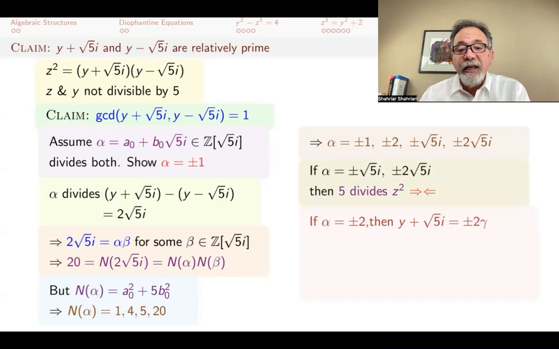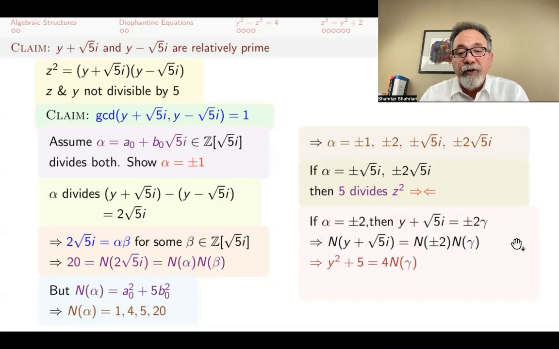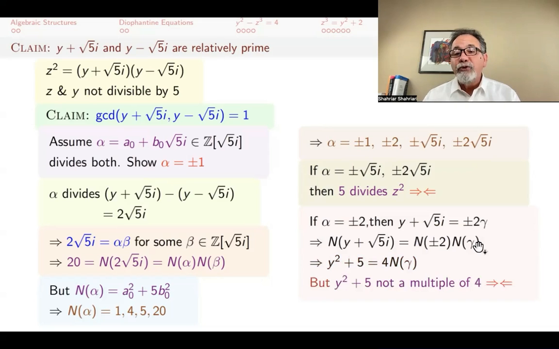Now, the other possibility is if alpha is plus or minus 2. If that's the case, then y plus square root of 5i has to have a factor of plus or minus 2, so it'll be plus or minus 2 times something, gamma. We can take the norms of both sides again, and we get that the norm of y plus square root of 5i is the norm of plus or minus 2 times the norm of gamma, and that tells us that y squared plus 5 is 4 times the norm of gamma. And the norm of gamma, whatever it is, is an integer, so 4 divides y squared plus 5. Y squared plus 5 would be a multiple of 4, but that's not the case. Why is that not the case?